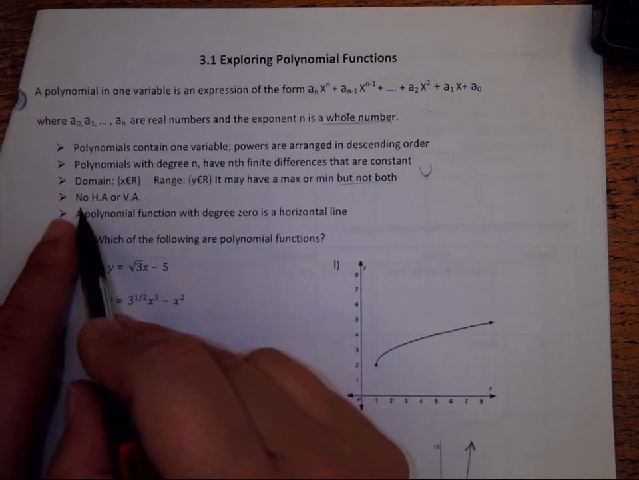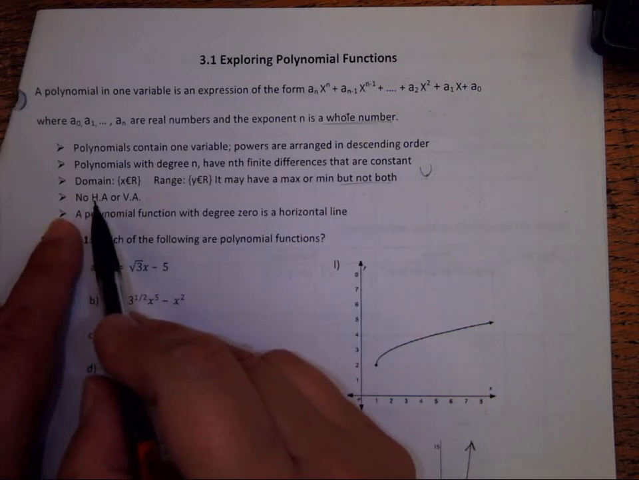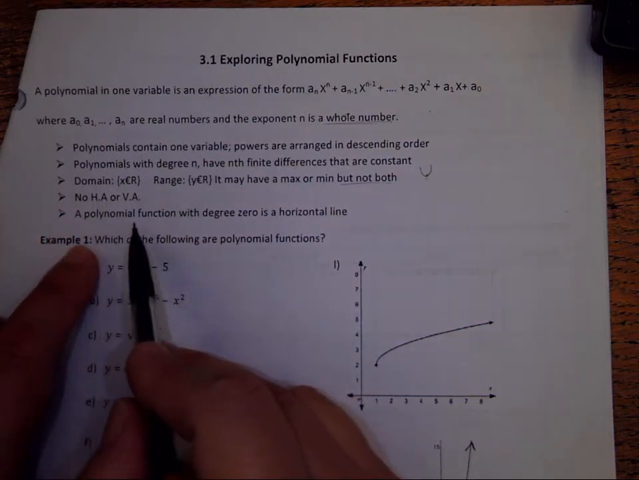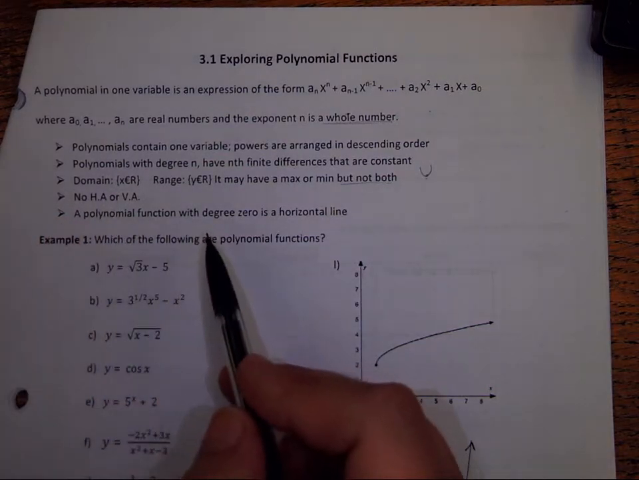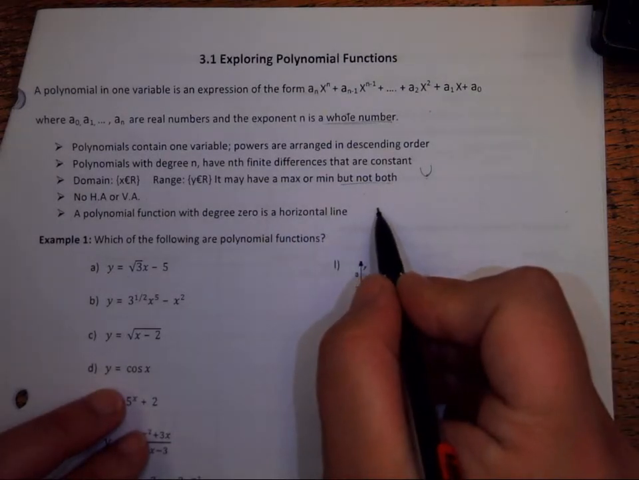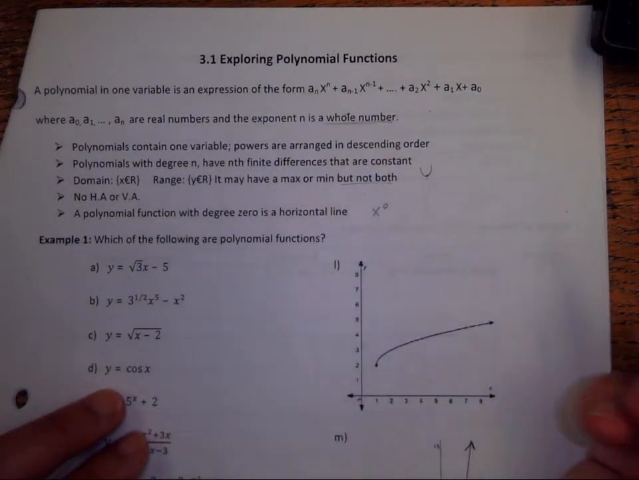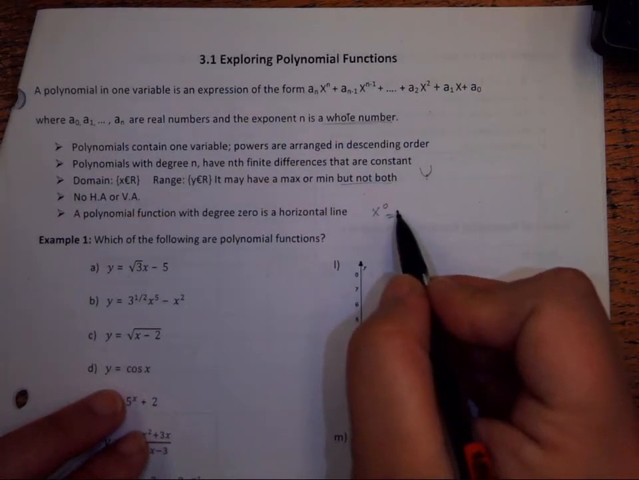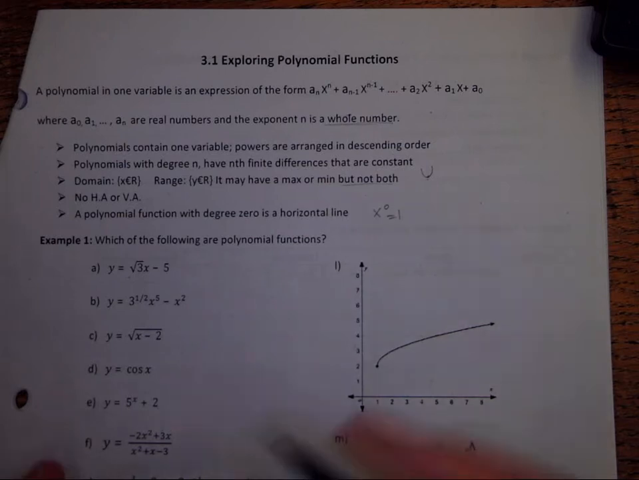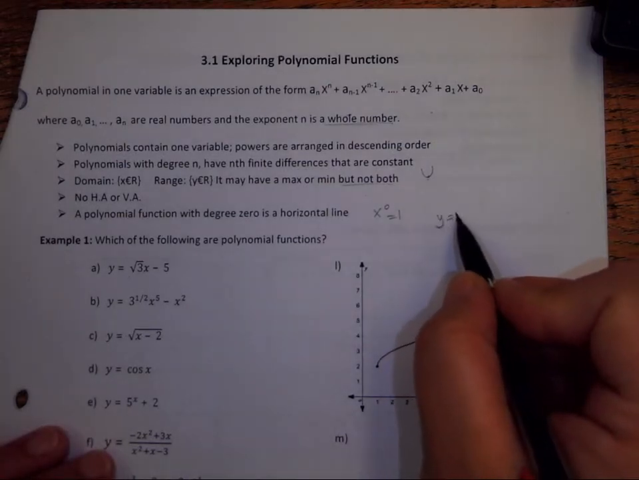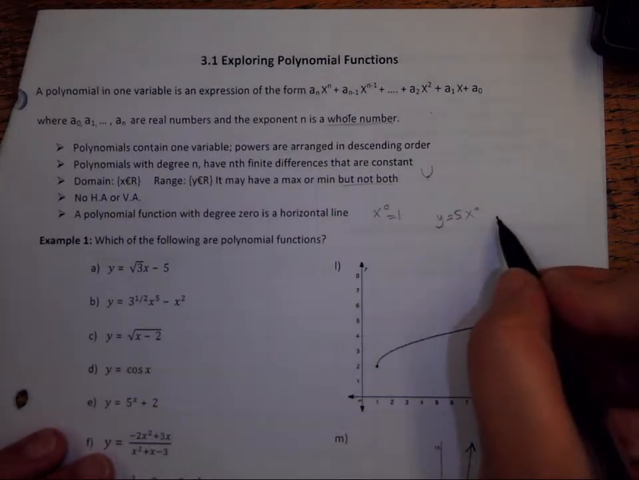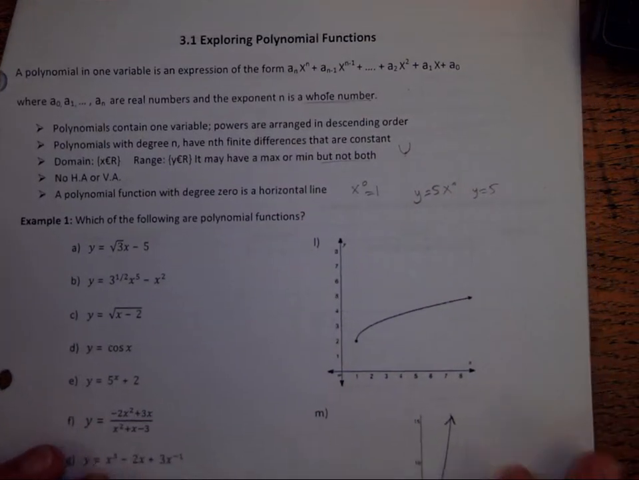Polynomial functions don't have horizontal or vertical asymptotes. And a polynomial function with degree 0 is a horizontal line. That should make sense, right? If the degree is 0, x to the power of 0 gives you 1, which is multiplied by any coefficient. So you get, let's say, y equals 5, and that would be a horizontal line.